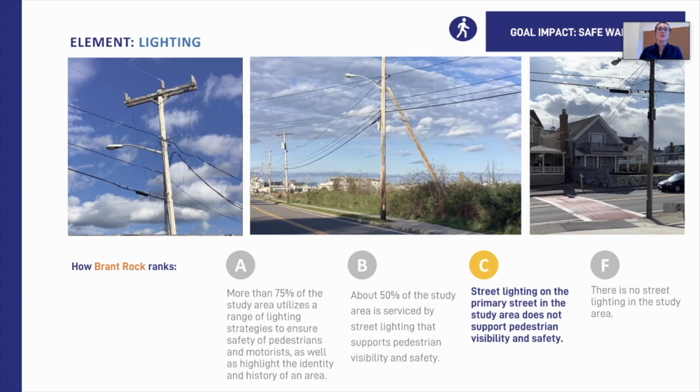So in Brant Rock, again, you received a score of C. Lighting in this area is heavily favored towards vehicles. It's located on utility poles on major roadways. There isn't necessarily lower lighting that helps connect all the different businesses or lighting on sidewalks to help visitors and residents feel like they can safely and visibly connect to their destination of choice.